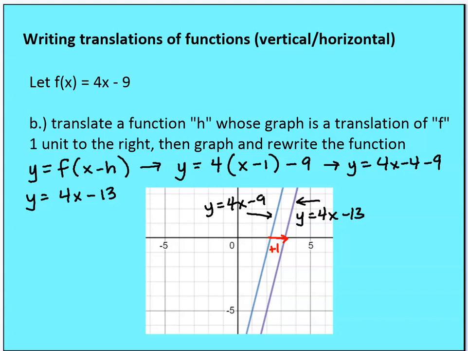All right, so I have the same function f of x, and now I want to translate it 1 unit to the right. So I write my function g of x is equal to f of x minus h, where I'm shifting f by 1 unit to the right. So I'm going to rewrite this as y is equal to 4 times x minus 1 minus 9. I'm going to distribute the 4, combine like terms, and end up with y is equal to 4x minus 13. So I have my original function, y is equal to 4x minus 9. And then I have my next function, y is equal to 4x minus 13, shifted 1 unit to the right. All right, so here the two are graphed.